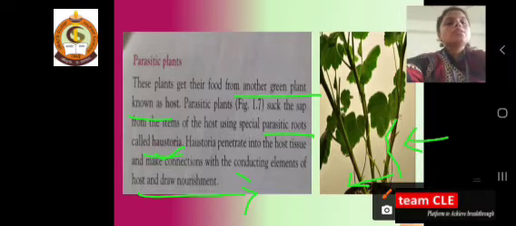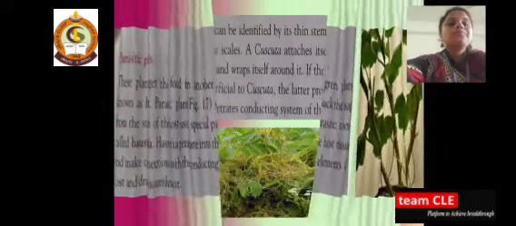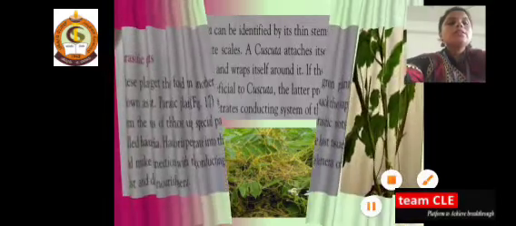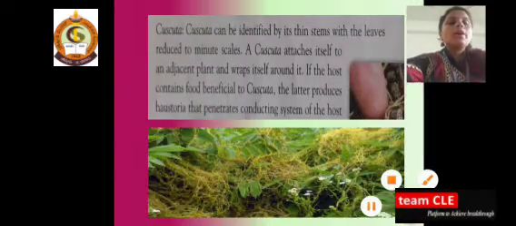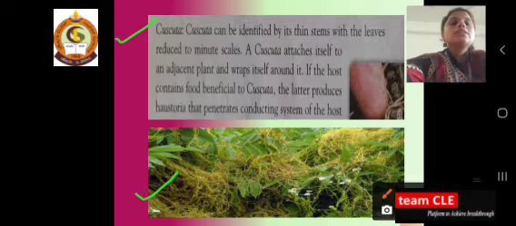Okay, so this is all about the parasitic plants. Let's discuss these parasitic plants with examples. The first example of a parasitic plant is Cuscuta. This is the Cuscuta. In this image you can see how Cuscuta can be identified. It can be identified by its thin stems with leaves.